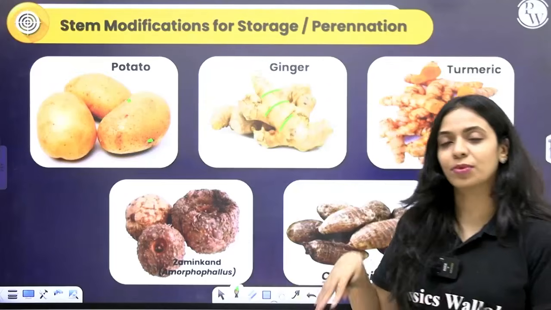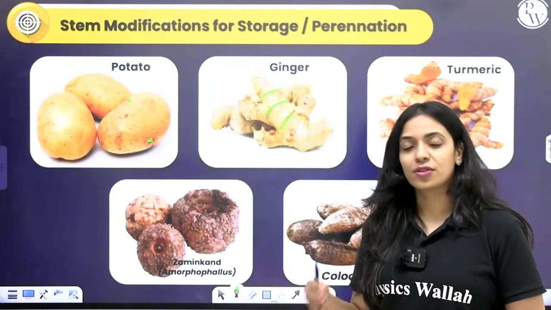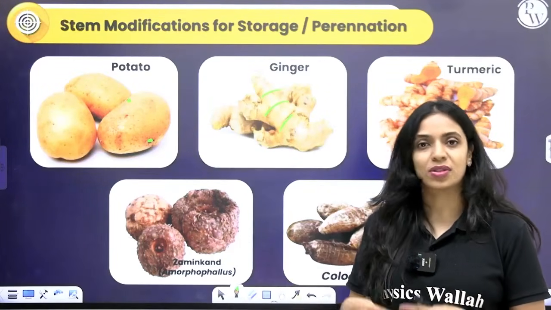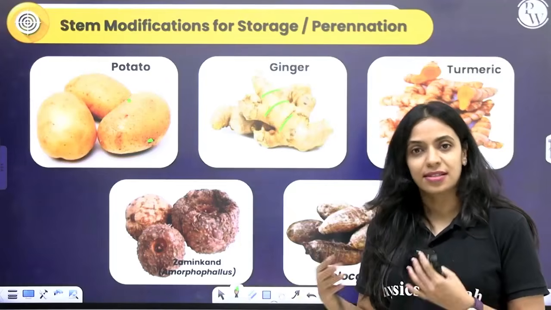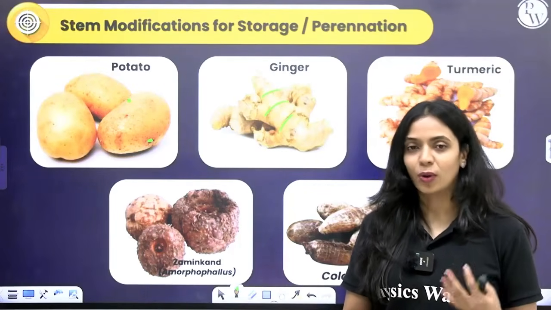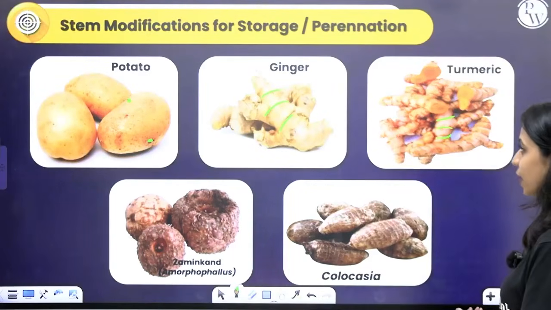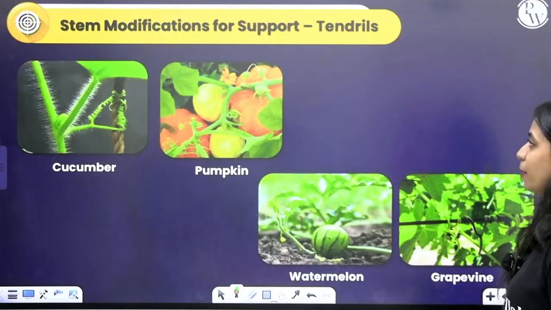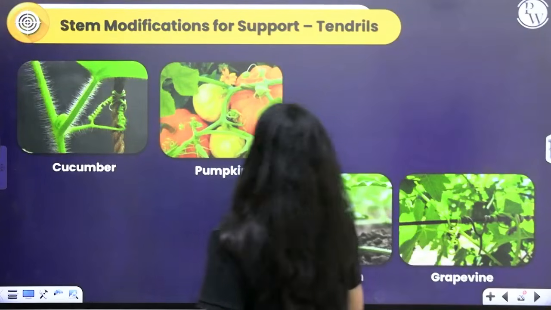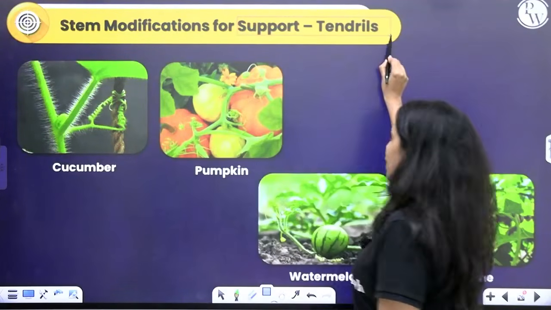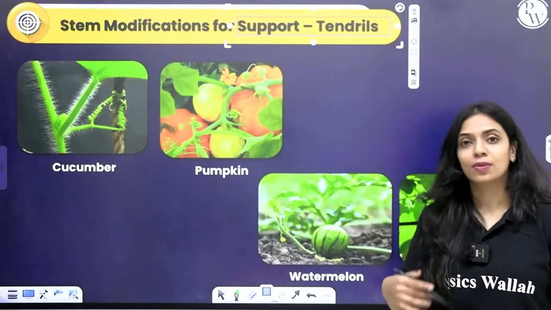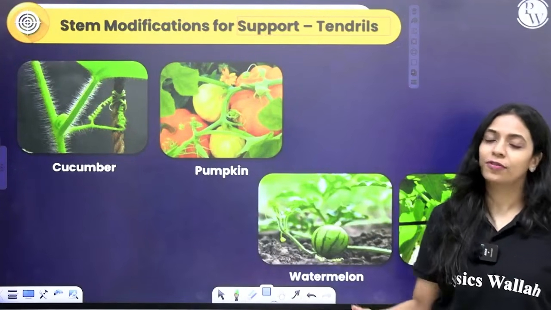So if there is something underground, if you want to check whether it is a root or a stem, you have to look for nodes and internodes. If it's present, then it is a stem modification. If there's no node and internode, it is a root modification. Okay. Now, let's talk about stem modified for providing support. We call such supportive stem modification as tendrils.